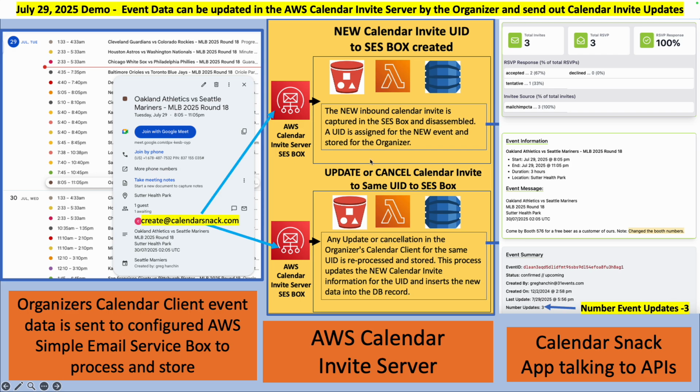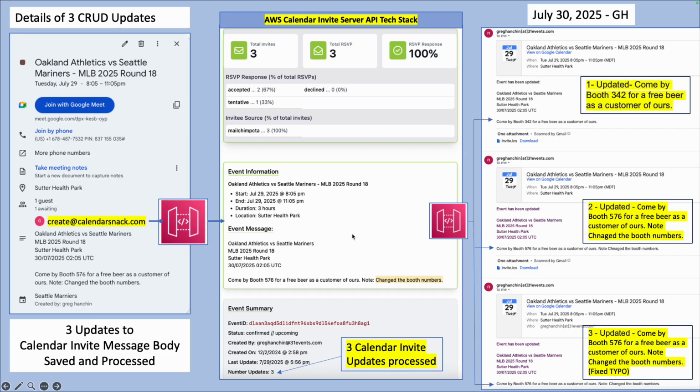They went to the AWS Calendar Invite Server inbox. We basically disassemble it and reassemble it and store it, and then every time it's updated, we do the same process. Here's what it looked like in the end, though, to shut down this demo and get through it.